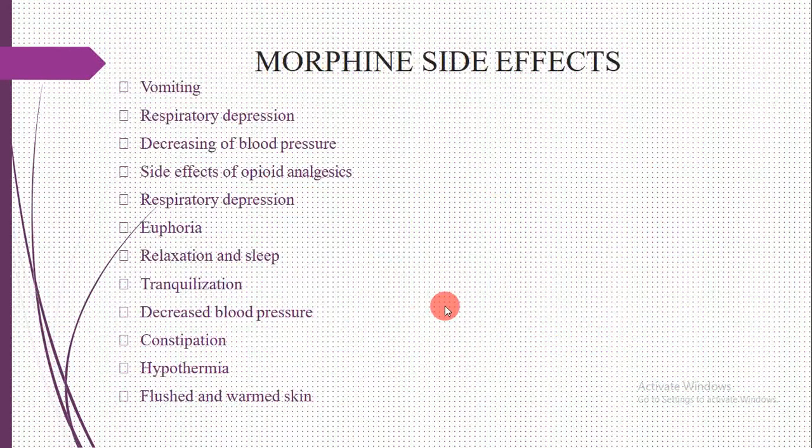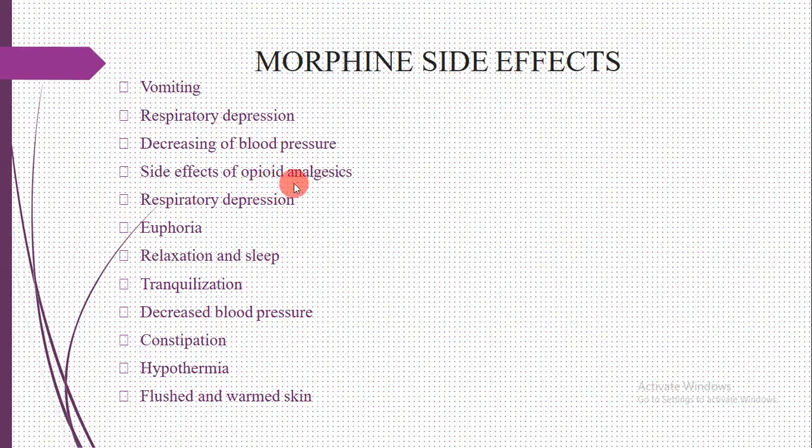Now come to the side effects reported after the administration of morphine. Morphine causes vomiting. You will also remember the lectures I delivered about side effects and adverse effects, how side effects can occur and how we can differentiate between side effects and adverse effects. These are the side effects reported in the literature if morphine is used. These are the main side effects. There may be chances of vomiting, and it causes respiratory depression. Morphine also causes decreased blood pressure, low blood pressure.